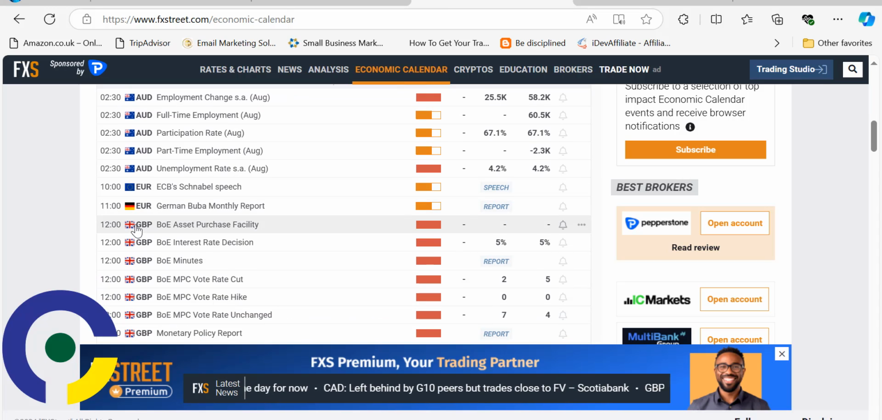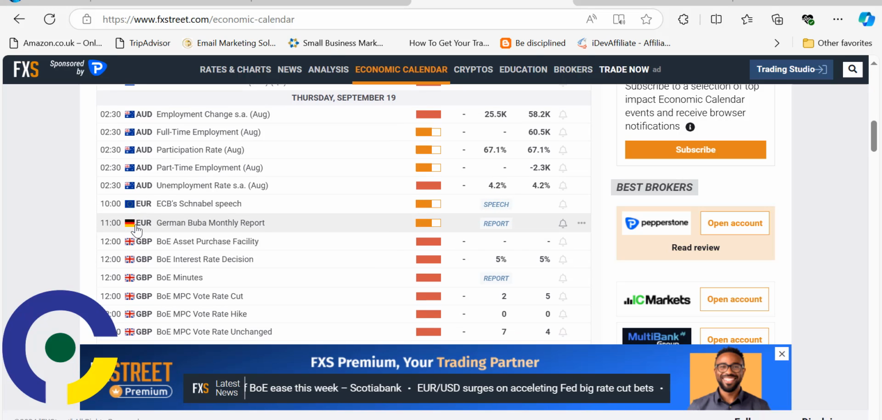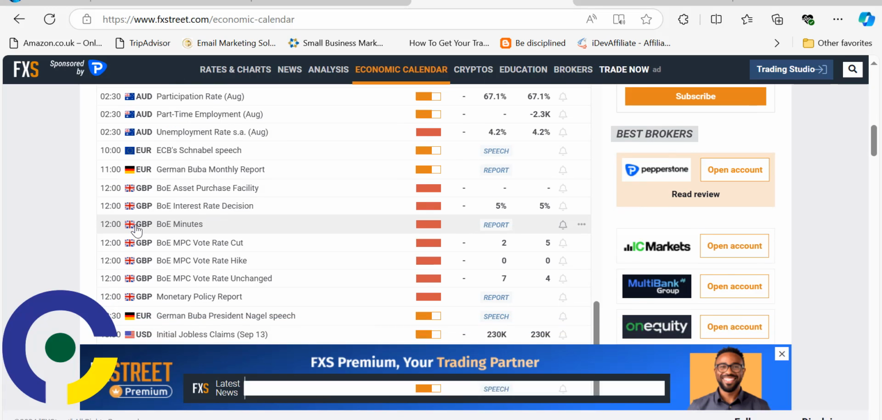All right. So at 12 noon, you'll be looking at the BOE asset purchase facility, the BOE interest rate decision, and BOE minutes. All of these, the MPC votes for rate cut, for rate hike, and so on. Votes for rate unchanged, then the monetary policy, all of these are coming out at 12 noon. So Thursday is another eventful day, just as Wednesday evening, 7 p.m. to 7:30. All of them for GBP are coming out at the same time. So you have to really be prepared. So we will be looking at the GBP.